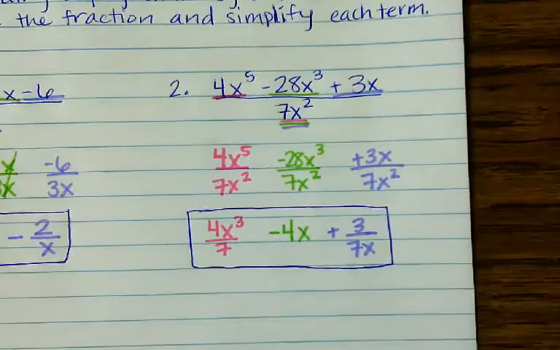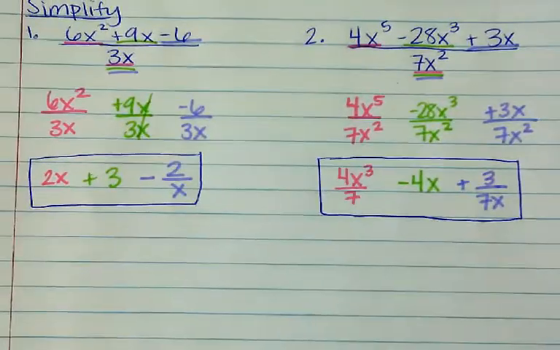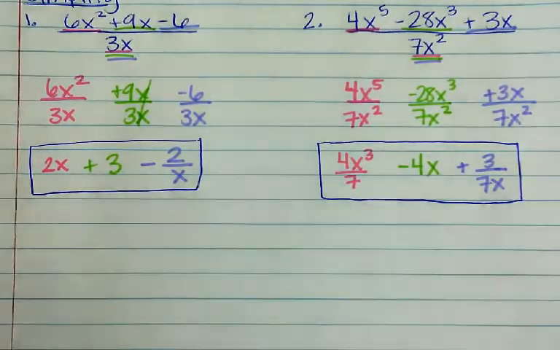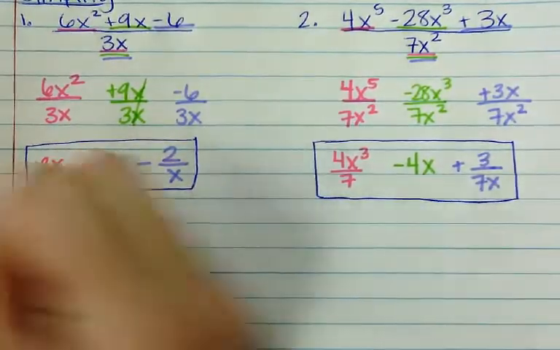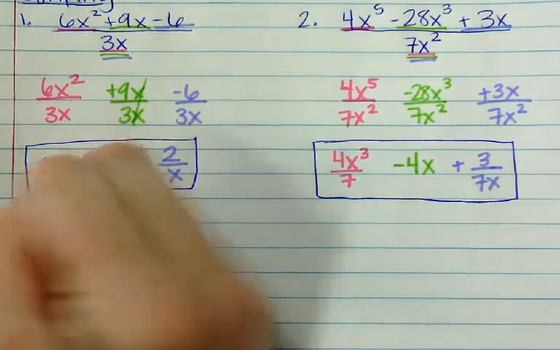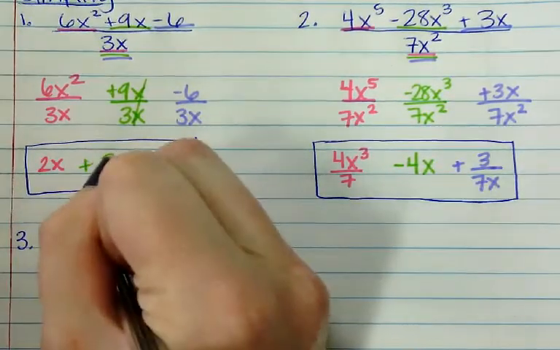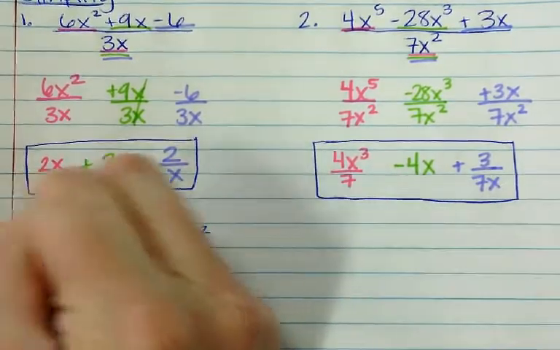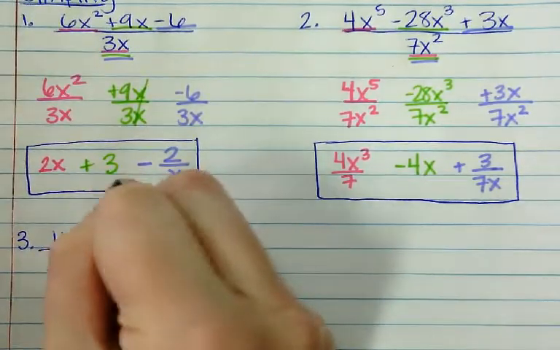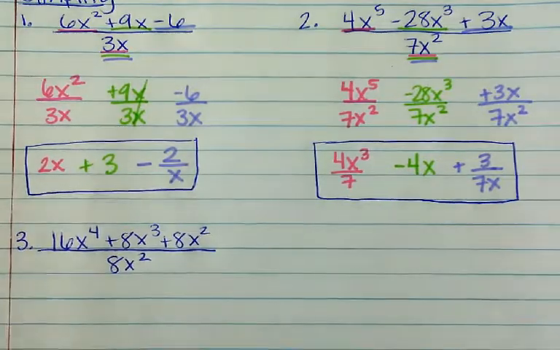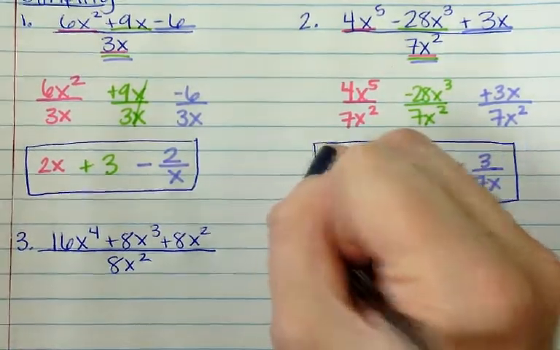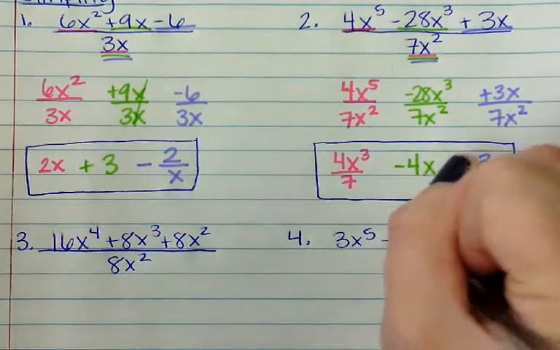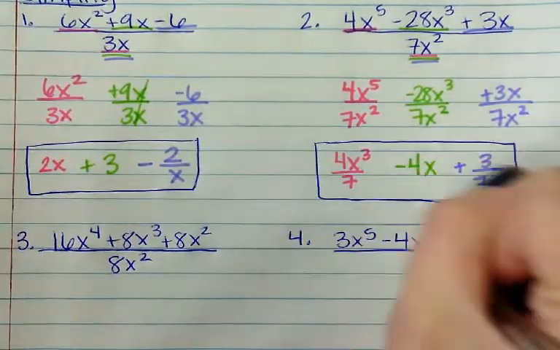Okay, I'm going to give you guys 2 more examples. All right? And I want you guys to attempt to do these 2 on your own. And then we are going to go over them together. So this is 16x to the 4th plus 8x cubed plus 8x squared all over 8x squared. So that's going to be number 3. And number 4 here is 3x to the 5th minus 4x cubed plus 2 all over x cubed.